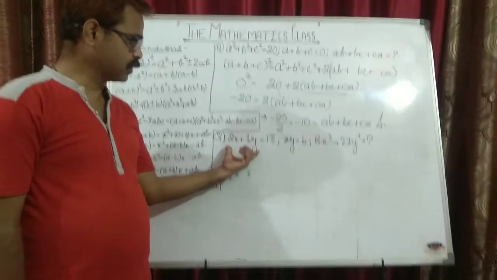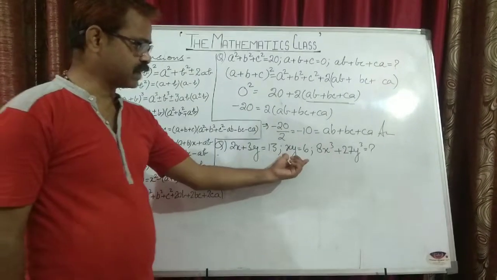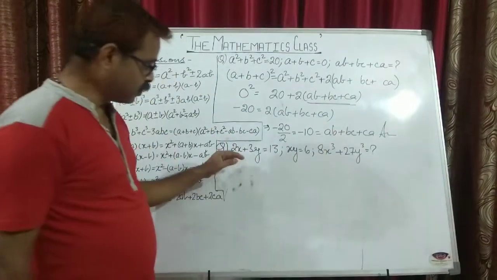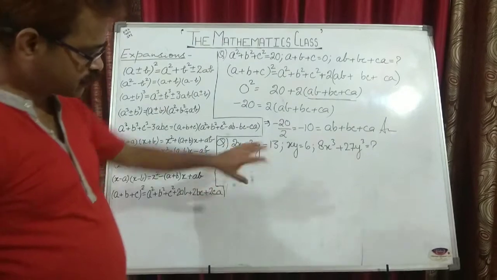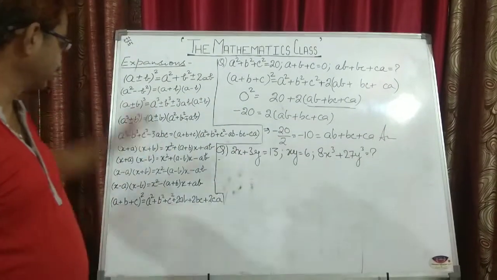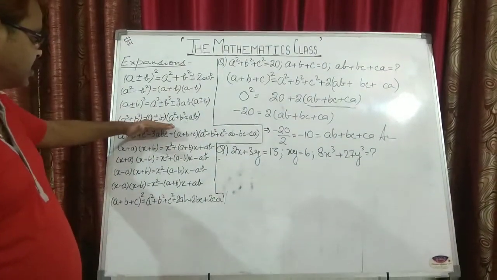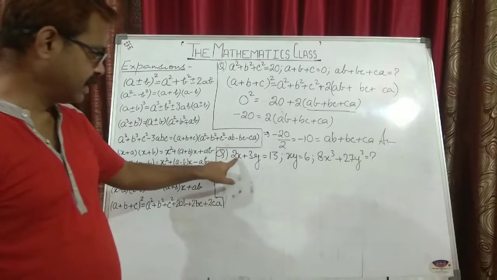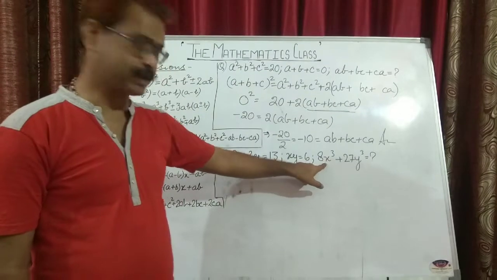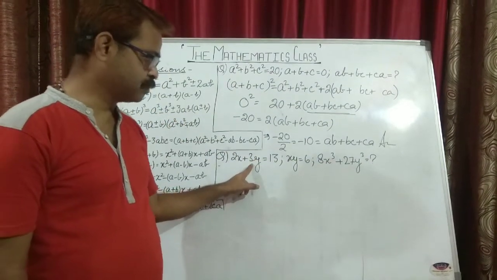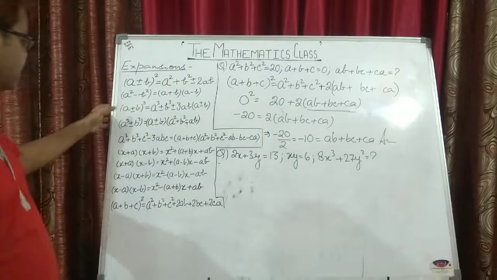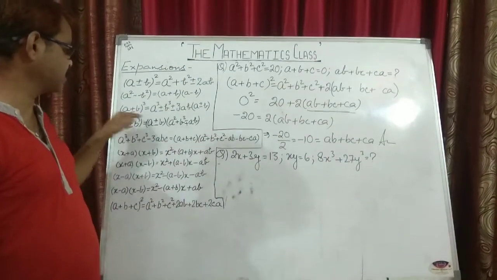Next question is: 2x plus 3y is equal to 13, xy is equal to 6. You have to find the value of 8x cube plus 27y cube. Now you can see, just find out which formula we should apply. So I think this formula, a cube plus b cube, because a is 2x, so a cube is 8x cube. 3y is b, so 27y cube is b cube. It means we will apply this formula, the third one, that is (a plus b) whole cube.